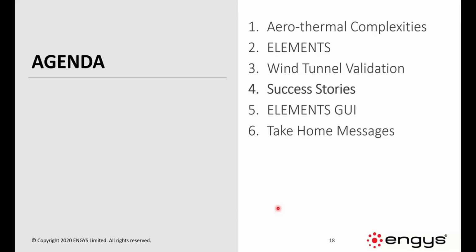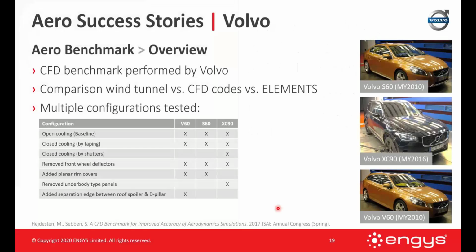Okay, so we've talked about elements, we've talked about where it came from and the aerothermal challenges that we're trying to accomplish, and we talked about the validation that has been done by the Auto Research Center and by ENGYS. Let's dive into some customer success stories. This particular success story, or at least this benchmark, was performed by Volvo. And they wanted to compare wind tunnel results versus various CFD codes versus elements.